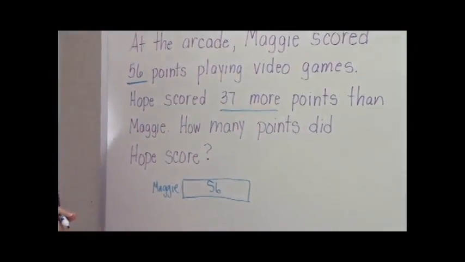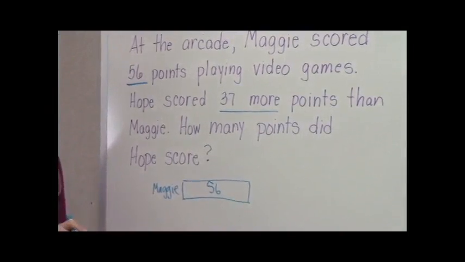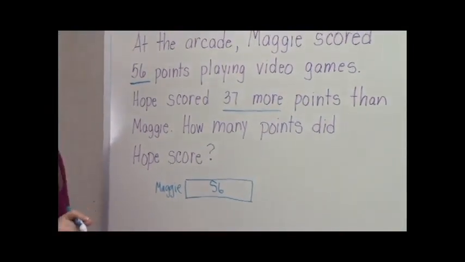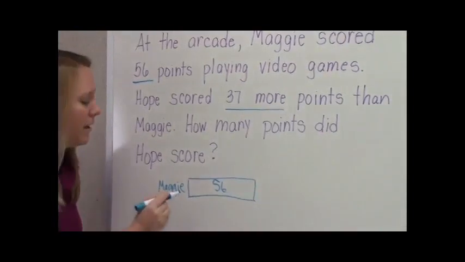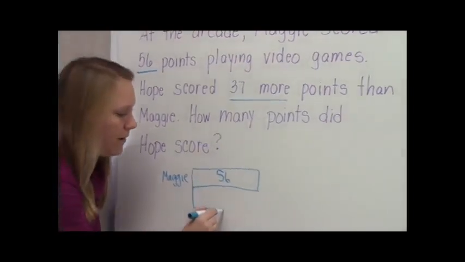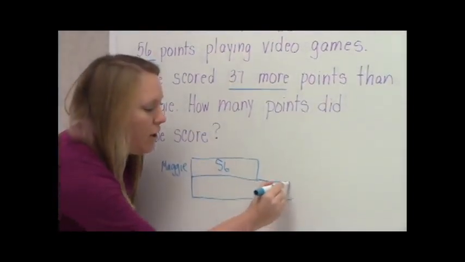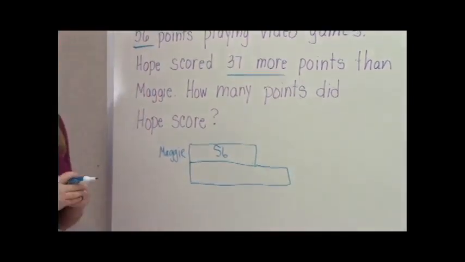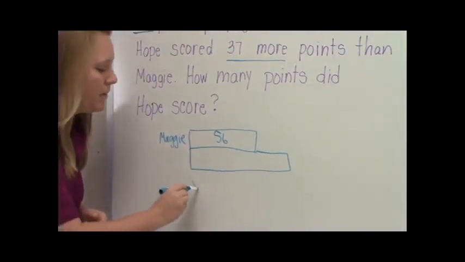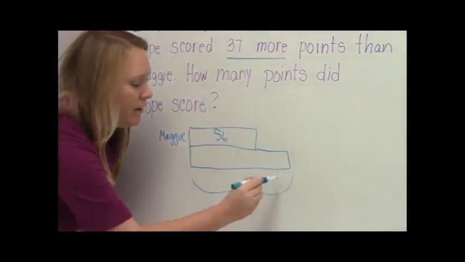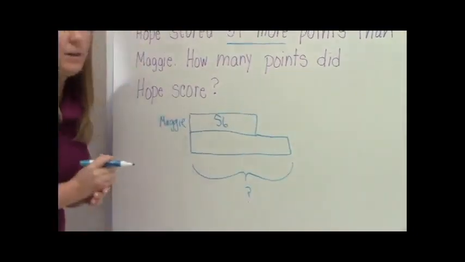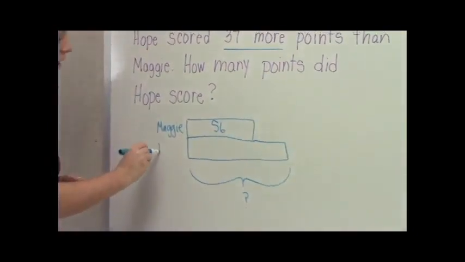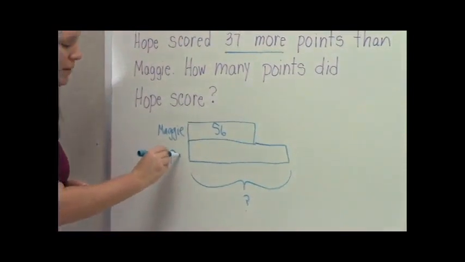I do not know how many points Hope scored, but what I do know is that Hope scored more than Maggie. So I'm going to draw a bar longer than Maggie's because Hope scored more. But this time I'm going to label it with a question mark because that is what I'm trying to find. And I'm going to label it with her name.